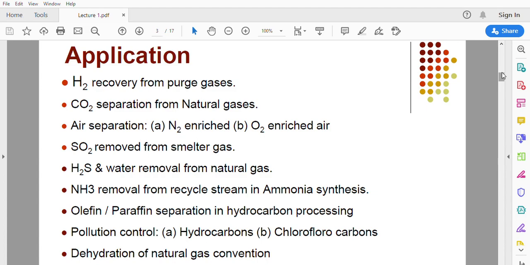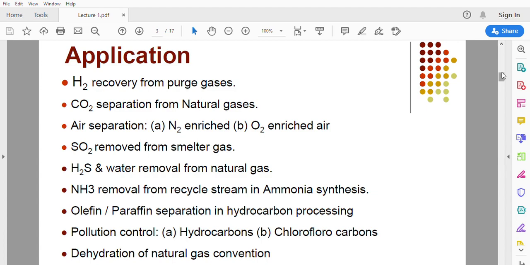Generally we use N2 as a purge gas. At the same time, sometimes we use a gas as a reactant, like in some reactions we use hydrogen as a reactant. That hydrogen will mix in the purge gas, and then you want to remove that hydrogen, which should be recycled in the reaction, because hydrogen is a reactant. So we can use the membrane based process for separating the reactant from the purge gases.